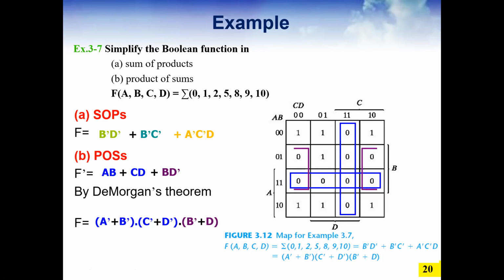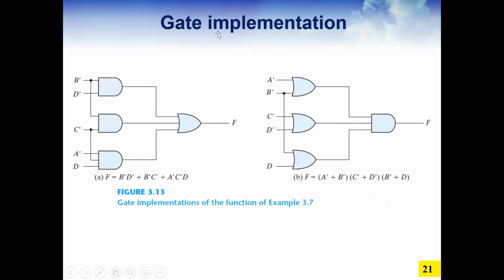Now this is the implementation, girls. Both ways of implementation are very simple. For the implementation of the function B complement D complement plus B complement, your products, corresponding to each product you know we will have an AND gate. So we need 3 AND gates. Overall, because it is a sum of products function, we are going to use a single OR gate. Another one is the product of sums solution. So this is a sum, this is a sum, this is a sum. We need 1, 2, 3 OR gates. Overall, we need a single AND gate.